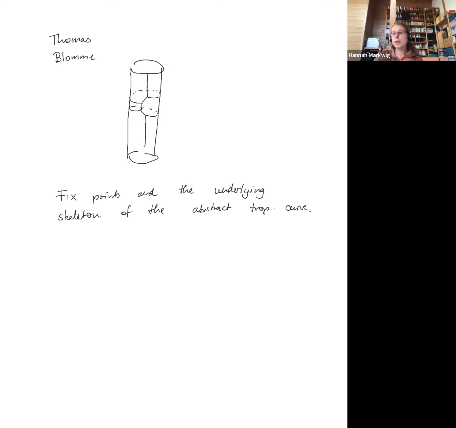So what does it mean in genus 1? This doesn't have any meaning in the rational world. What does it mean in genus 1? In genus 1, the abstract tropical curve will have one cycle, right? No matter how it precisely looks, it has one cycle. And what we mean by skeleton is precisely the cycle. We don't care for the ends, it's just the cycle.